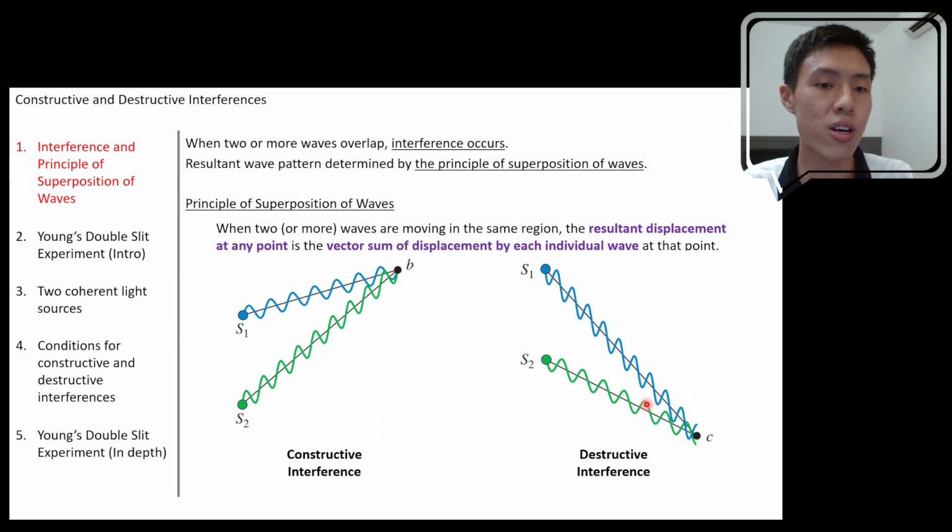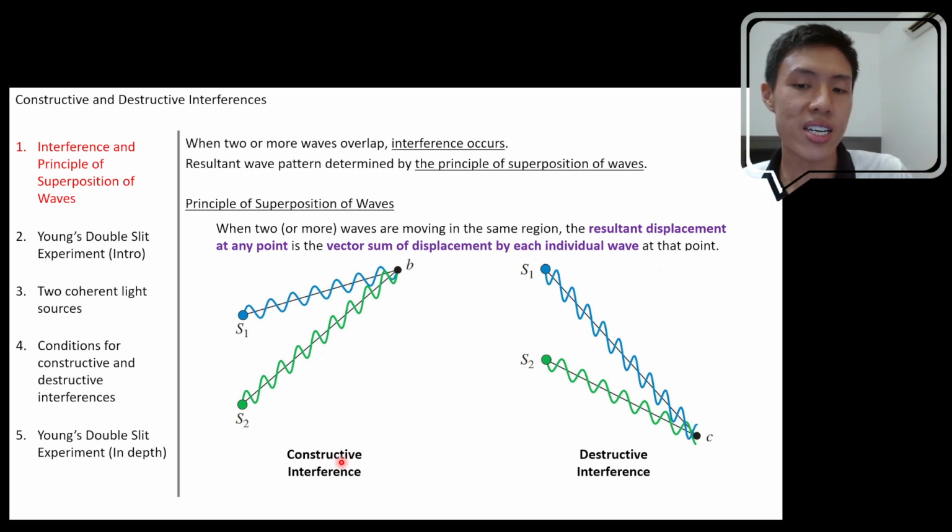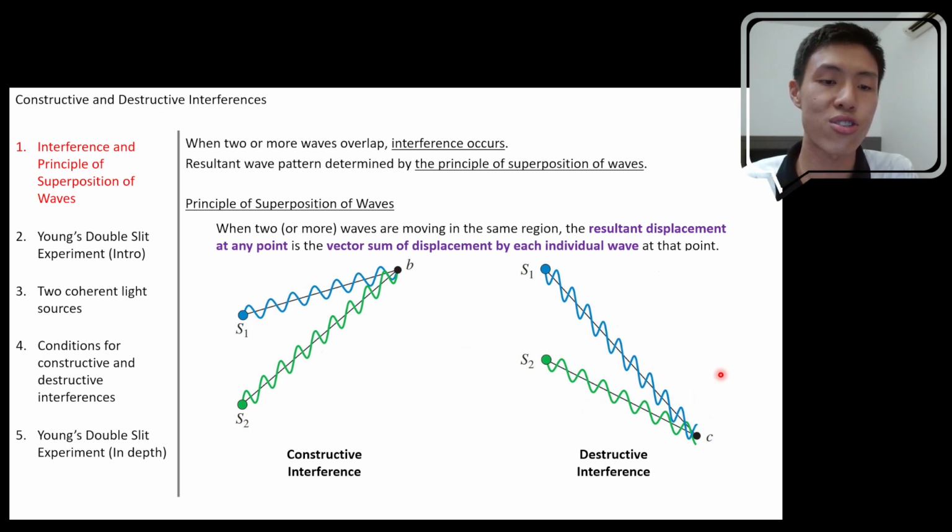So for this kind of point, we see destructive interference happen, or you can say that the two waves interfere in a destructive manner in which they cancel each other out. So you see very minimal or nearly 0 resultant displacement over here all the time. For constructive interference, as the word says, they overlap in a way that they enhance each other. So peak meets peak, it becomes an enhanced peak. Trough meets trough, it becomes an enhanced trough. Okay, so that's the basic idea of constructive interference and destructive interference.